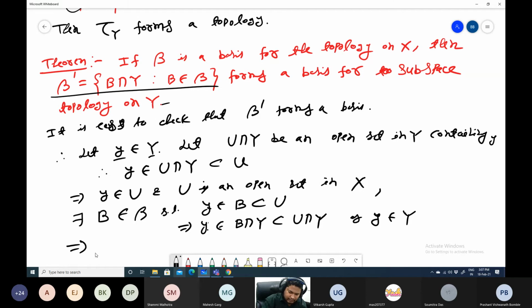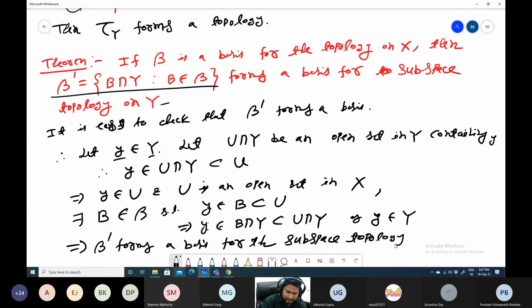So that implies beta dash forms a basis for the subspace topology on Y. Okay, is that fine?